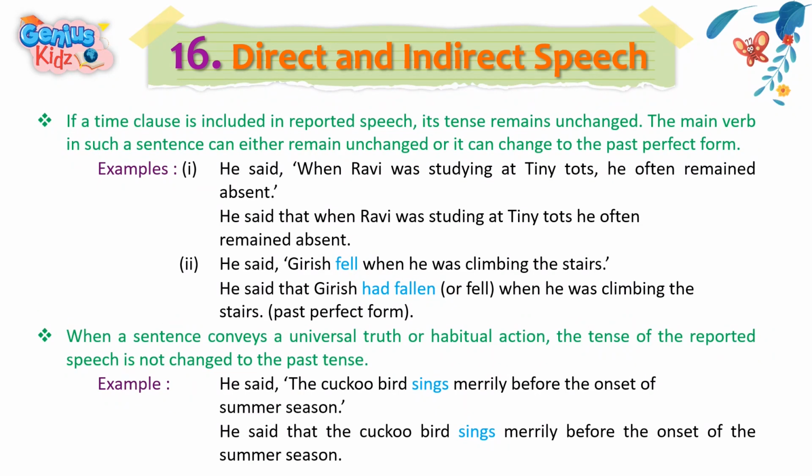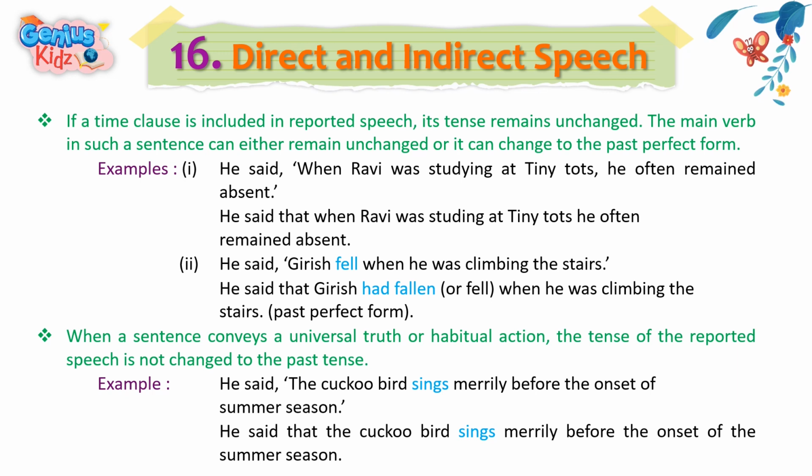If a time clause is included in reported speech, its tense remains unchanged. The main verb in such a sentence can either remain unchanged or it can change to the past perfect form. Examples: 1. He said, "When Ravi was studying at Tiny Tots, he often remained absent." He said that when Ravi was studying at Tiny Tots, he often remained absent. 2. He said, "Girish fell when he was climbing the stairs." He said that Girish had fallen, or fell, when he was climbing the stairs.